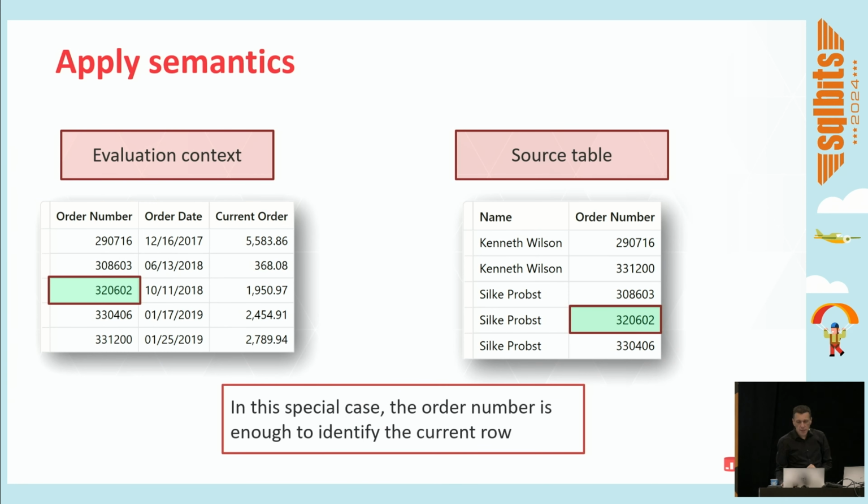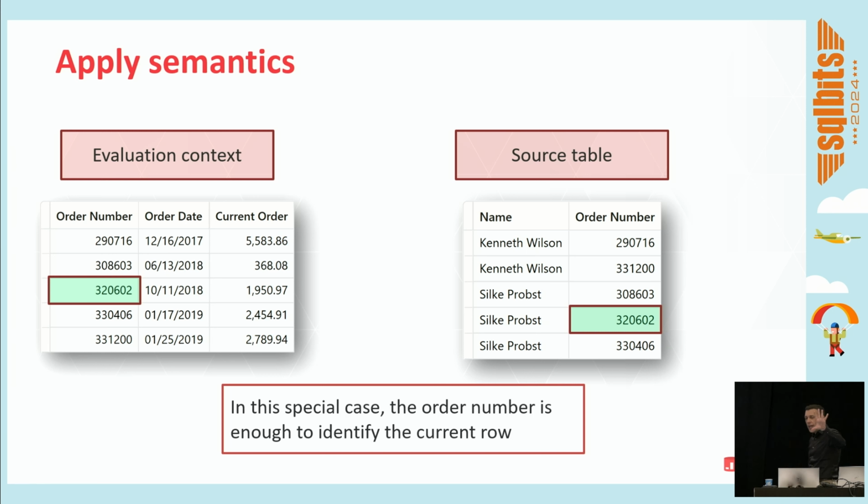The next step is, okay, again, remember, we have this table created once, and we had to identify the row we want, because we had to go to the previous row. So let's say that we are considering the order number 320602. Well, this order number exists also in the source table.